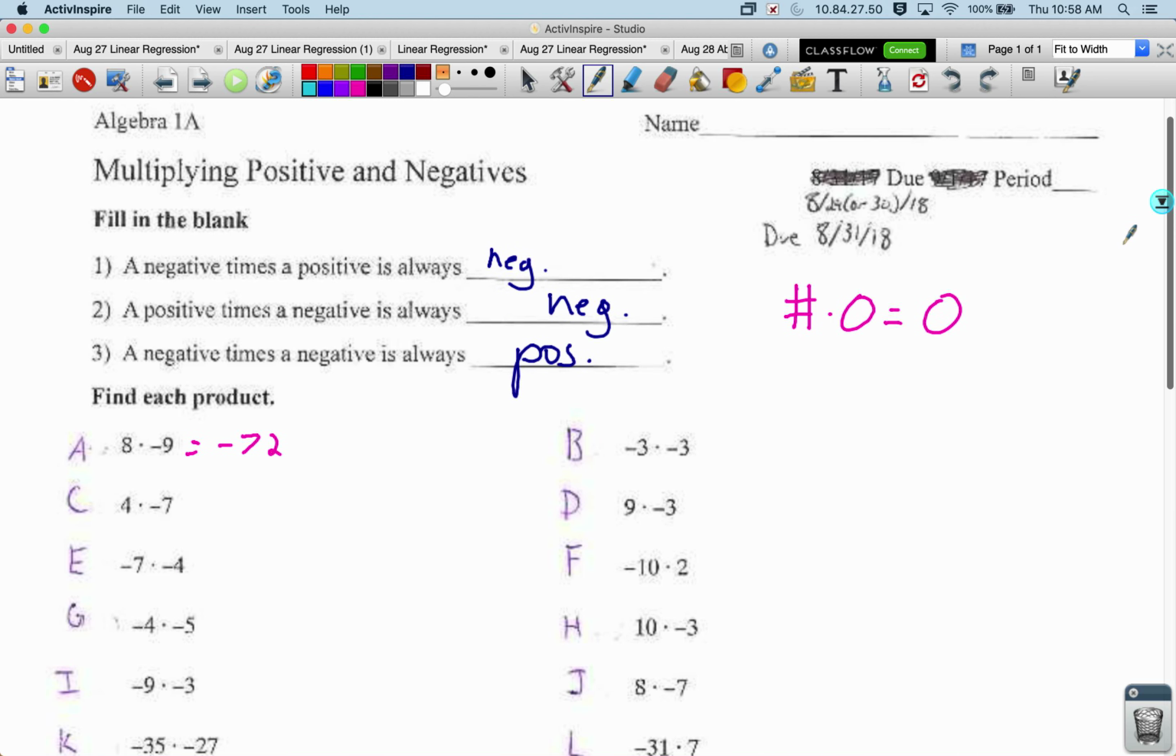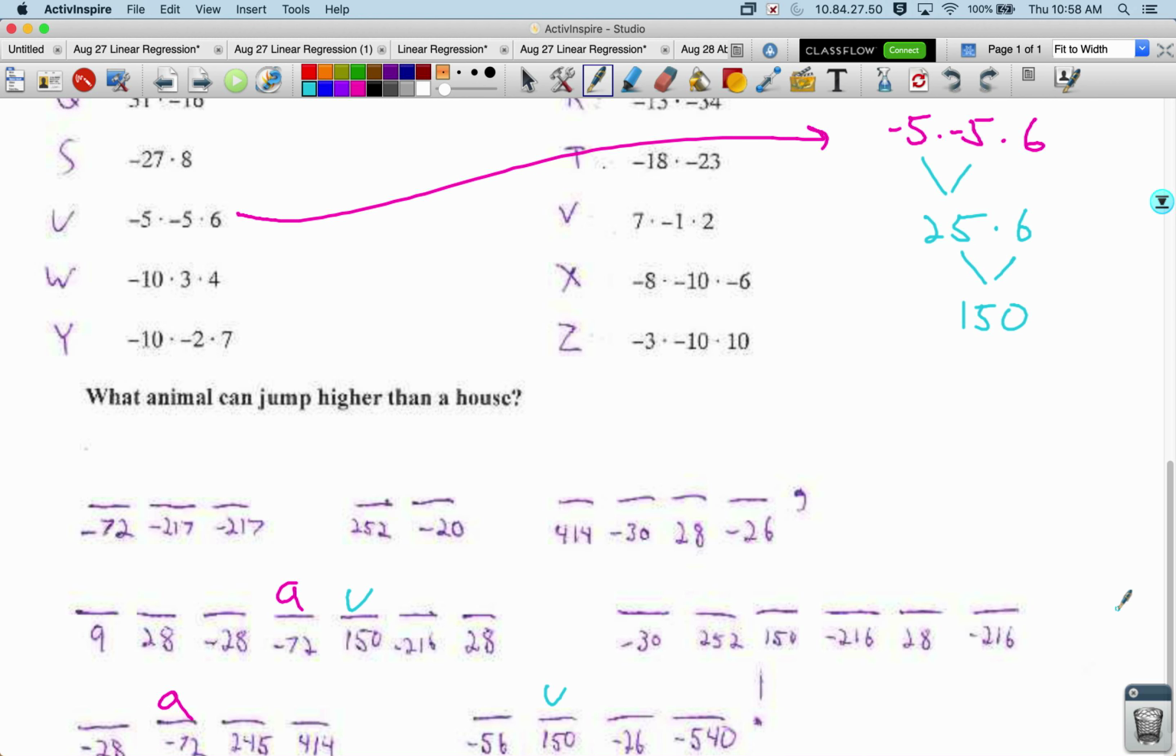Fill these all out, and you'll get your answer to the riddle. What animal can jump higher than a house?